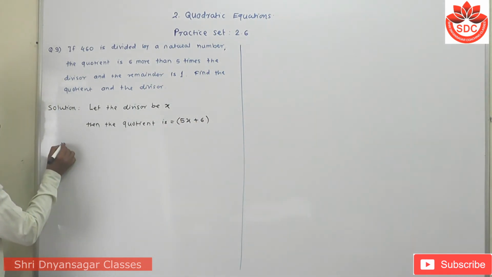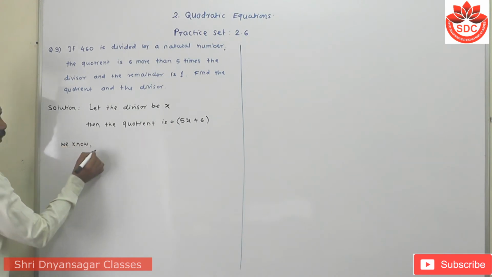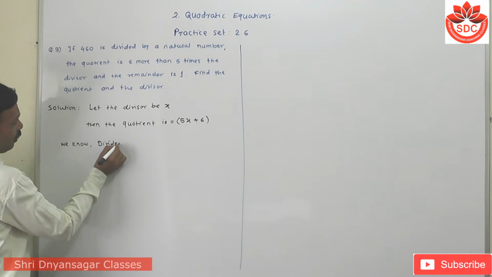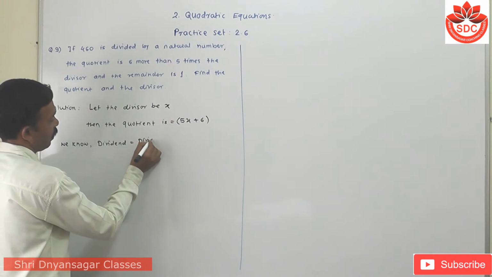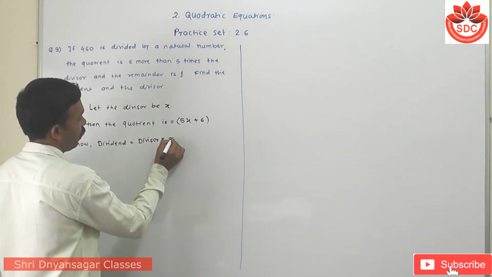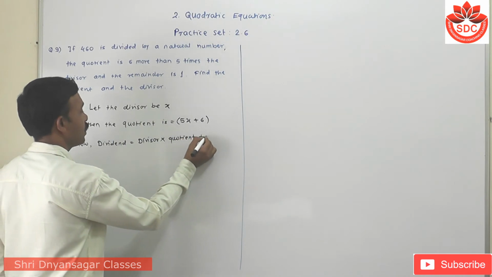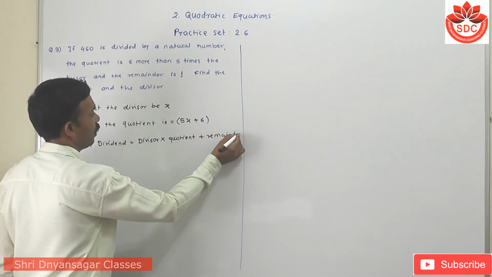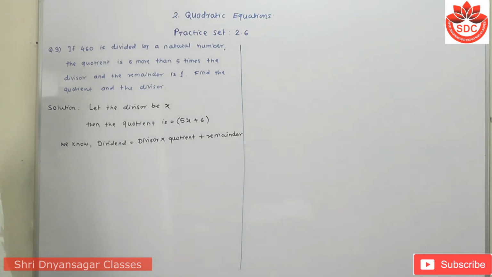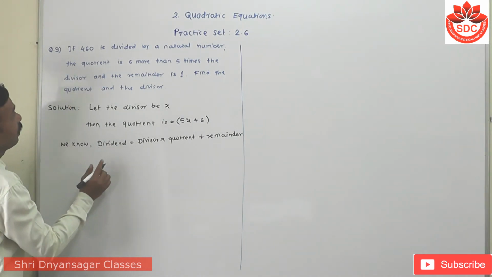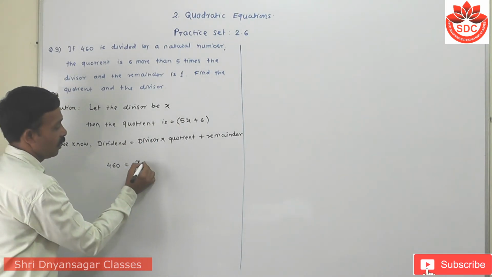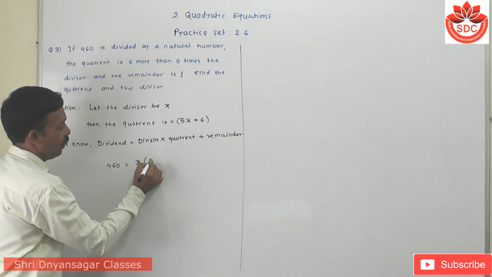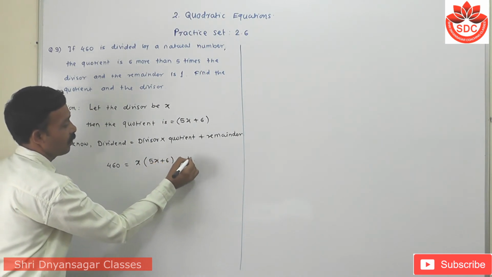Now student, we know one formula. Dividend is equal to divisor into quotient plus remainder. We use it here, where the dividend is given: 460 is equal to divisor x into quotient 5x plus 6, plus remainder 1.